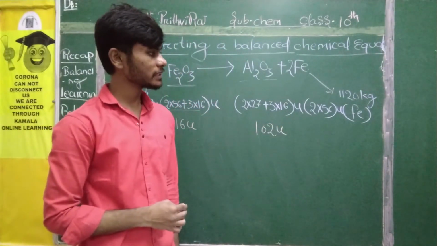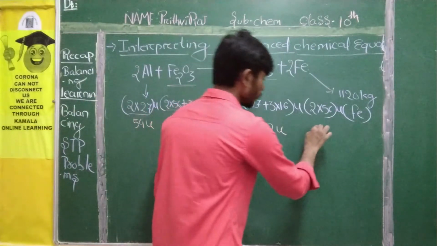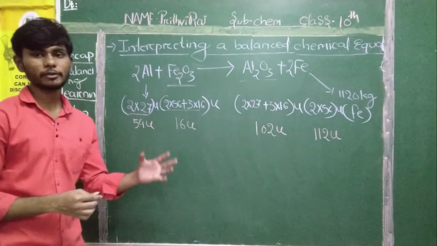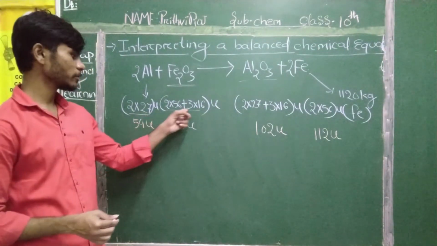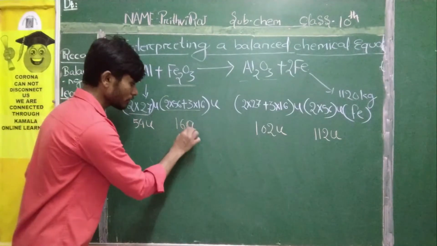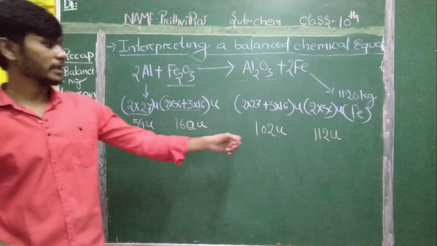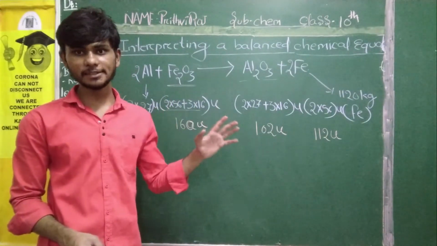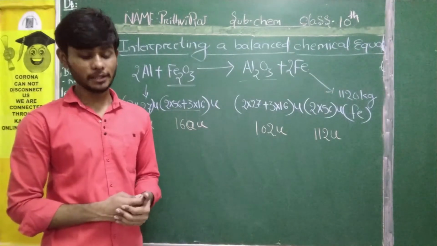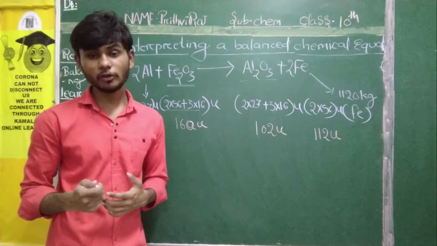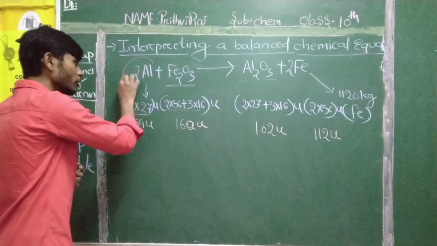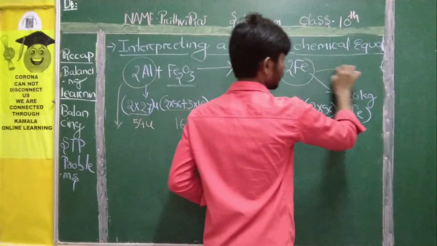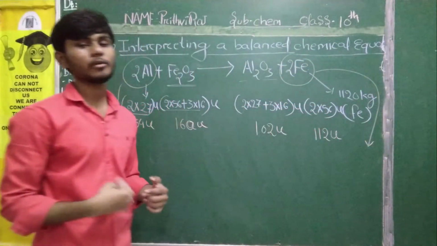And there 2 into 56 U means your 112 U. They are all unified mass. Its molecular mass is 54. Its molecular mass is 160. There it is 102. There it is 112. Okay. You got everybody's mass. Now it's asking how much aluminium is required to get iron.